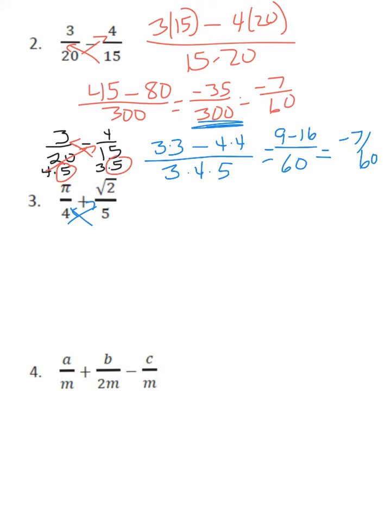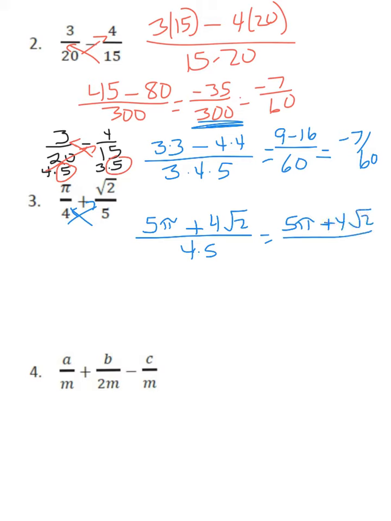So if I'm doing this, I get 5 times the pi plus 4 times the radical 2 all over 4 times 5. And really, that's our answer right there. 5 pi, I can't do anything with. Cannot combine that with 4 radical 2. And the whole thing is over 4 times 5 is 20. So that is our answer for that one. It's the answer for the one before.